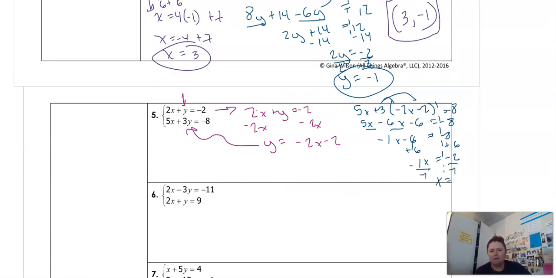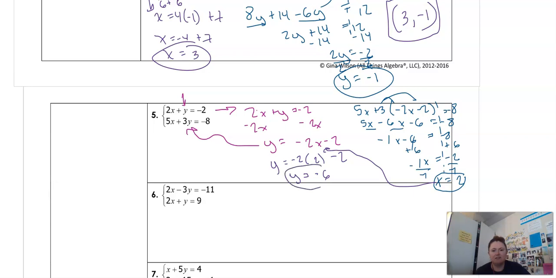So x equals positive 2. Now I'm going to come back to this equation that I solved for y. Y equals, and this is actually my third step, y equals negative 2 times 2 minus 2. So I'm taking this 2 and plugging it in for this x so that I can find that y equals negative 4 minus 2, which is negative 6.